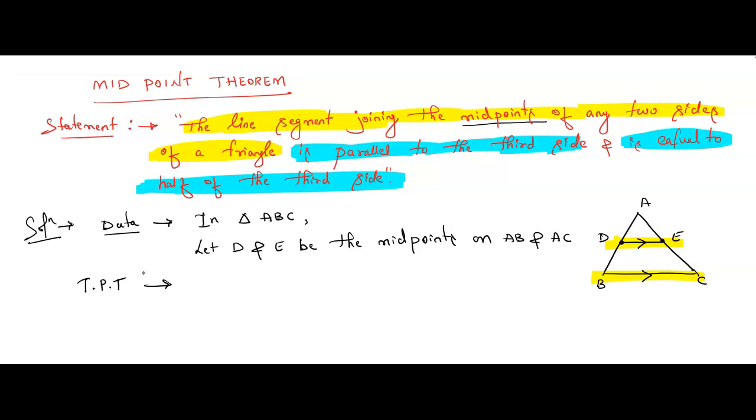To prove that. So what do we have to prove? Here we have to prove two cases. First case is what? This DE is parallel to BC, correct? And second case, what we have to prove? We have to prove that this DE line is equal to half of BC.